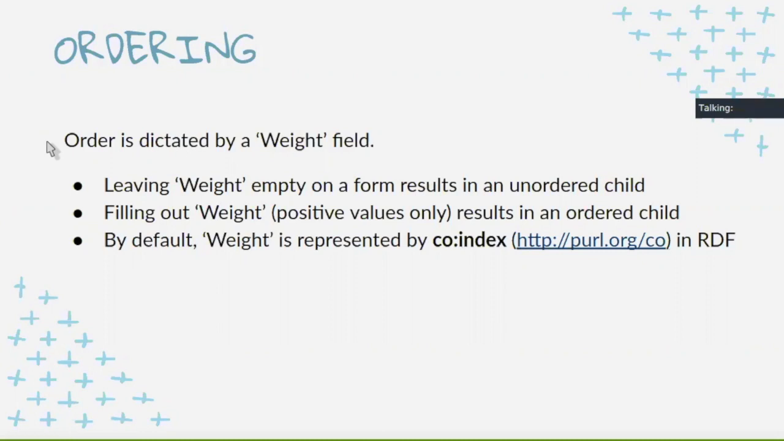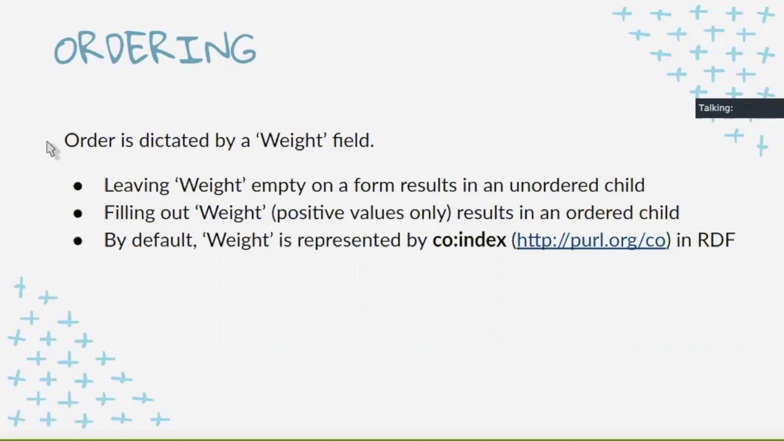So if you're going through and filling out forms and you don't care about any of this stuff and you just leave it all blank, you're just going to get a regular unordered collection with children. If you fill out the weight, then it only takes positive values, and Drupal kind of allows negative values if you want to shoot something to the top. But we're not playing any games like that. Doesn't really make sense to have a negative page in a book.